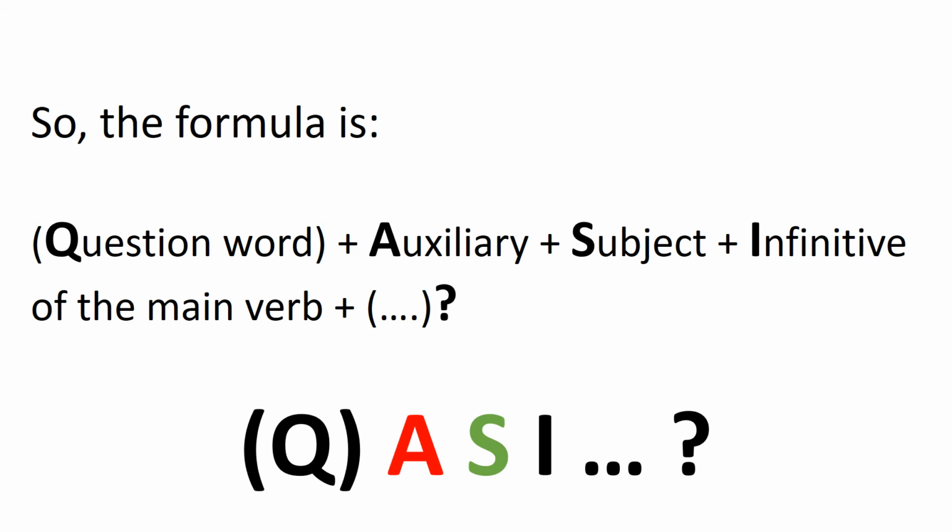We write it like this: QASI, and then three dots. That is all you have to remember, all you have to know when you ask questions in English. Not all kinds of questions, of course. There are exceptions, but most questions are formed like that.